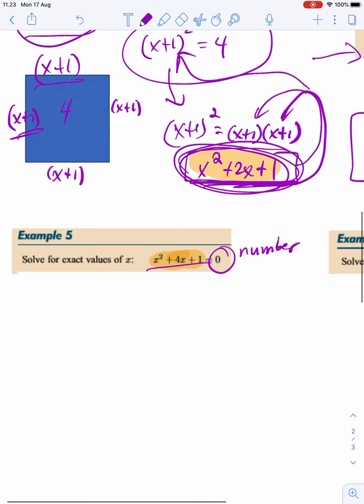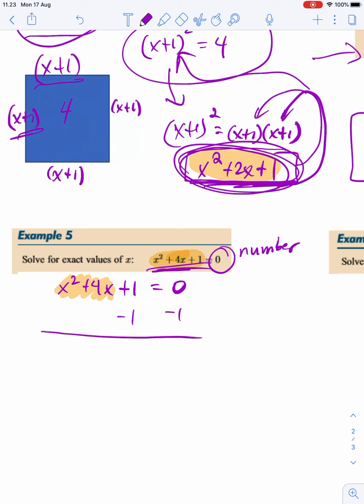In order to do that, this right here is not a perfect square, so I'm going to try and get it to be a perfect square. So I have x squared plus 4x plus 1 equals 0. You can essentially follow these steps. I'm going to work with just this portion right here. I'm going to subtract my number over here, minus 1 on both sides. Now I have x squared plus 4x equal to negative 1.